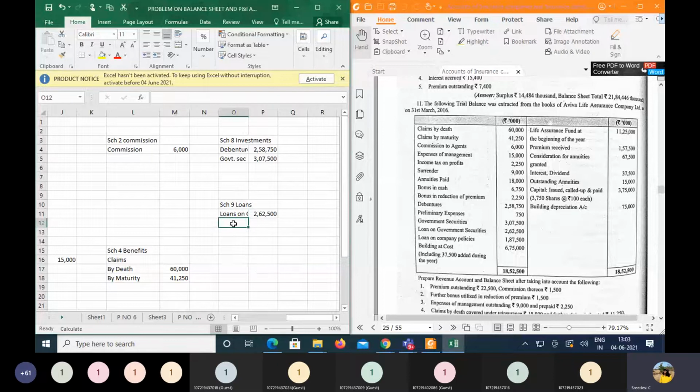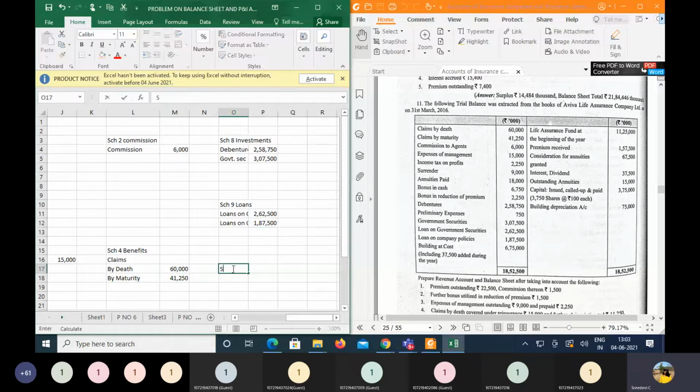Okay. Then we have loans on company policies. It's been raised by mortgaging the policies of the company. The amount here is 1,87,500. Then we have buildings.